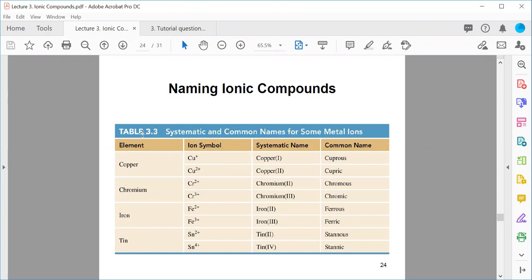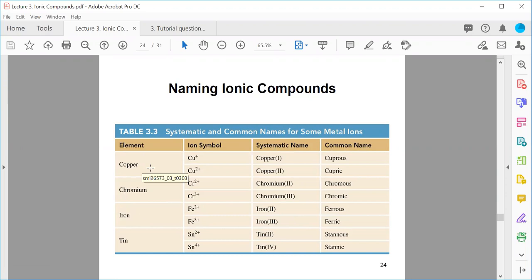All right, so we just looked at iron as an example, Fe2+, Fe3+. Using the systematic naming system, we can call them iron 2 and iron 3. Using the common naming system, iron becomes ferrous and ferric. Here are some other examples.